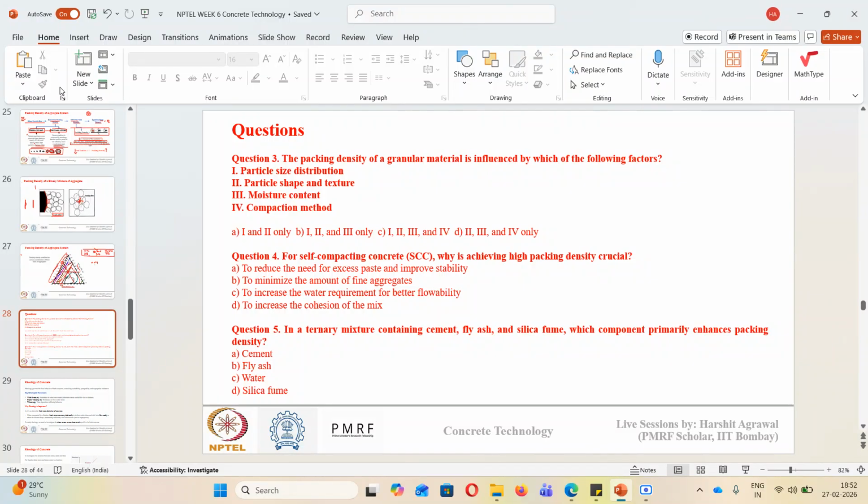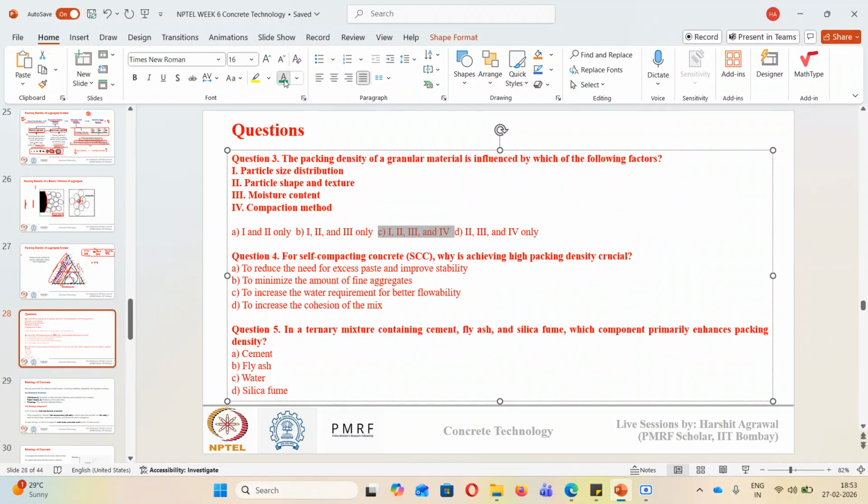If more moisture means segregation is going to happen. What? Can you repeat? Water content more means segregation is going to happen. No, moisture content of aggregate we are talking about here, not in concrete. So basically, the correct answer for this question is C.